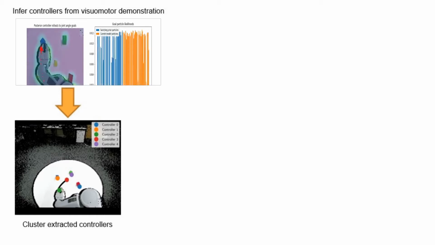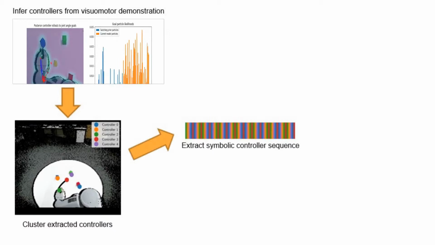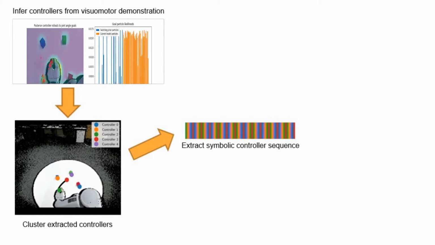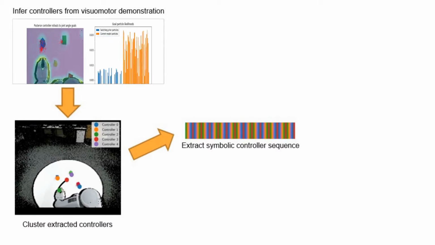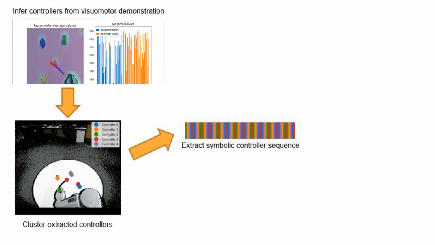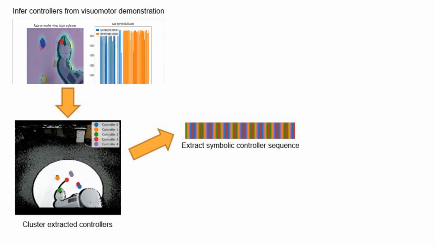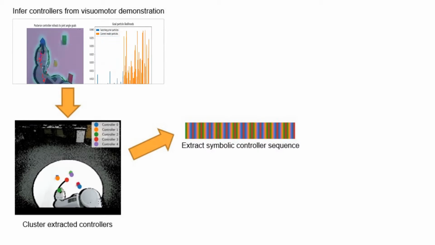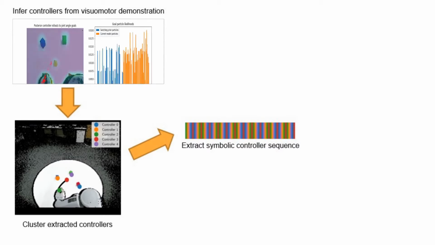We then cluster these inferred controller parameters to identify the set of controllers used by the demonstration. So here, you see that we identified 5 distinct controllers, which correspond to the various objects being inspected. These clustered controllers can be used to produce a symbolic controller trace, which is the sequence of controllers required to reproduce the behavior.